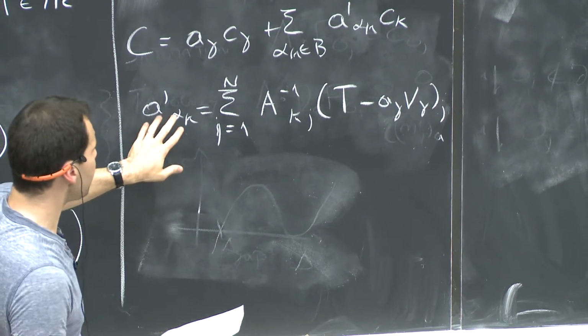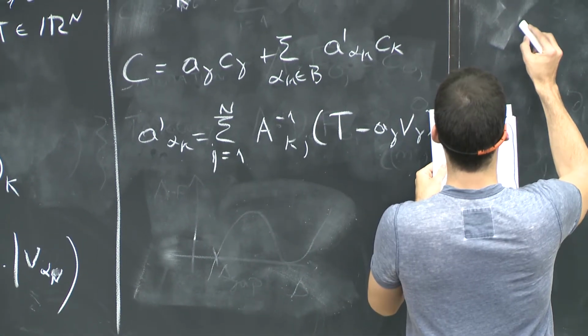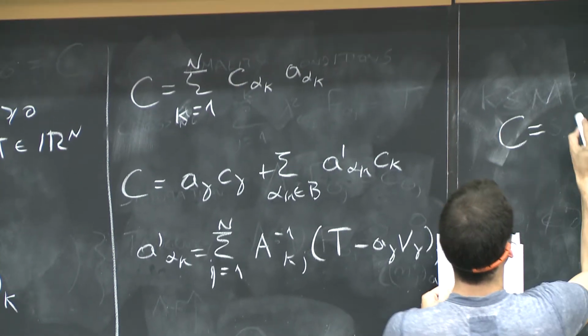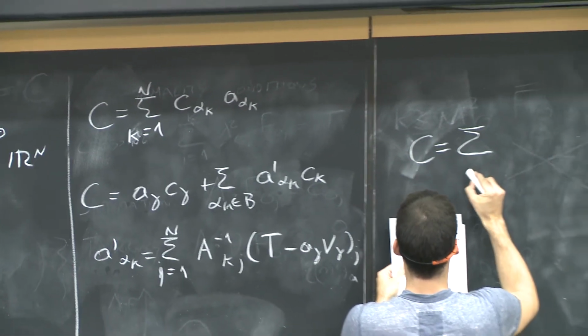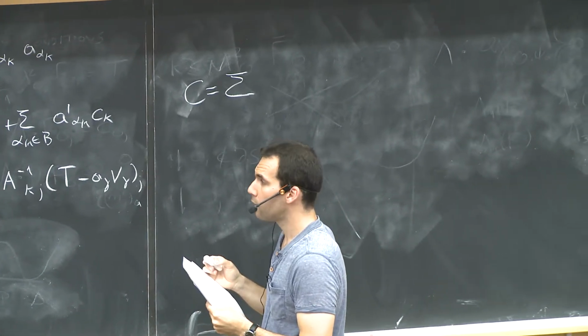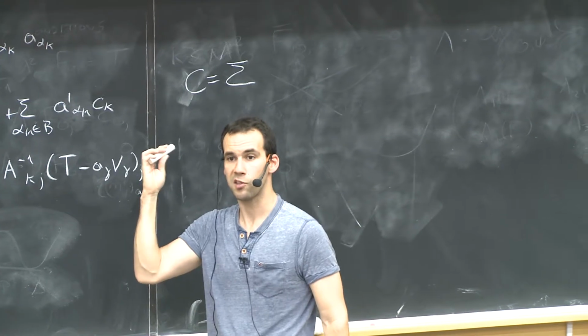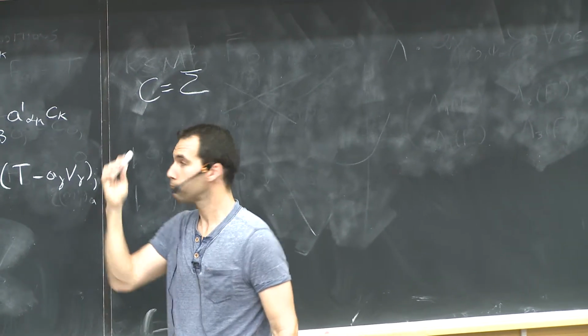Okay, so let's plug this into the cost. So the cost is now... Yes? Is there a way to choose A gamma, or I just do gamma? You have to search. I'll tell you the conditions on gamma now.